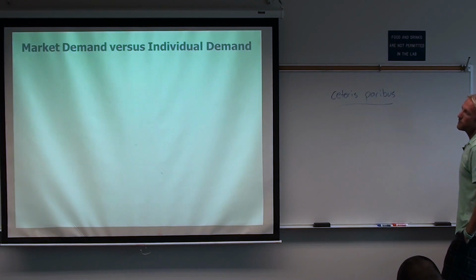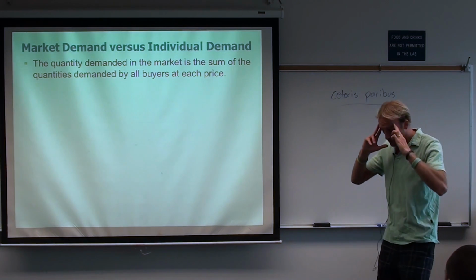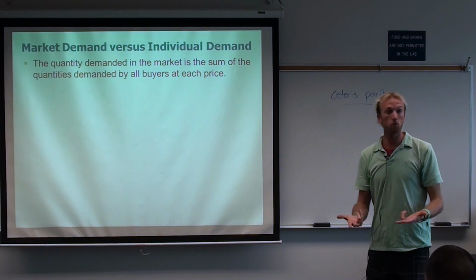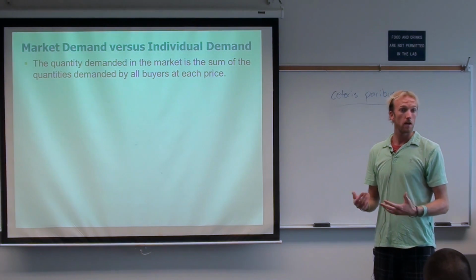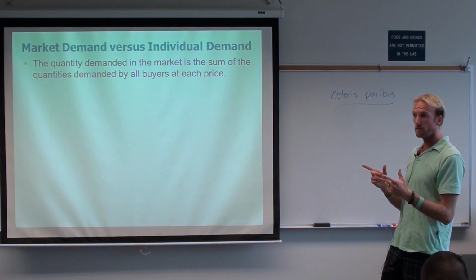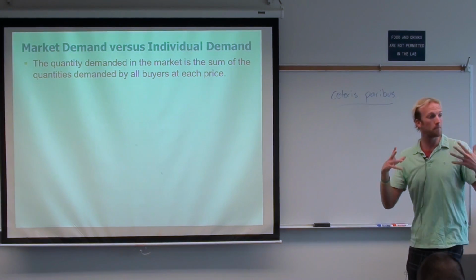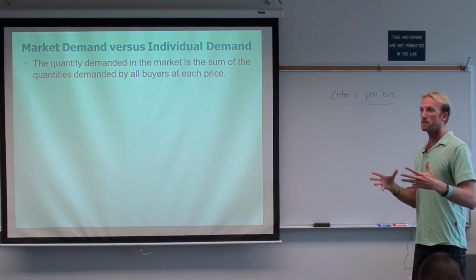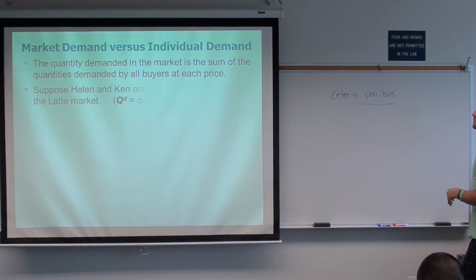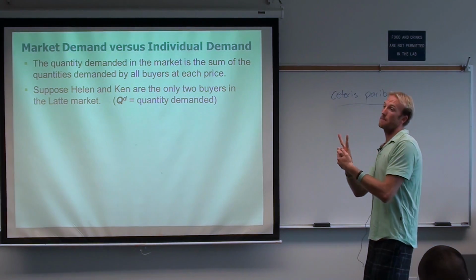So what we just talked about was an individual demand, but remember we talked about a market. That's a bunch of individuals, a bunch of buyers and sellers. So we might find it useful to draw something called a market demand curve, which is just adding up how much everybody in the market wants, not just what an individual wants. Suppose now there are two people in the latte market.